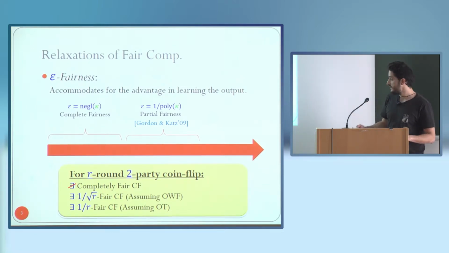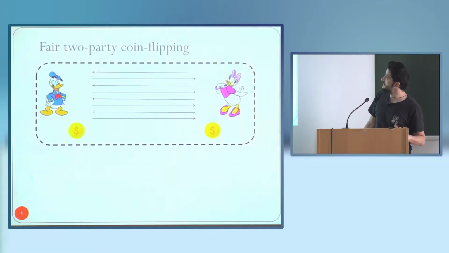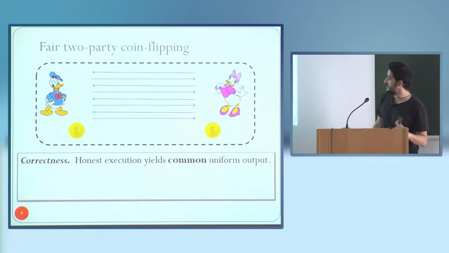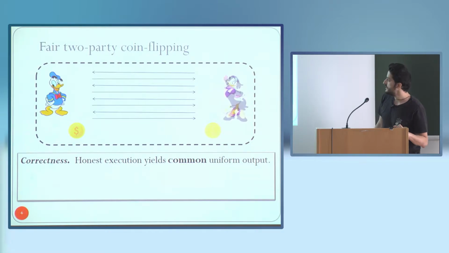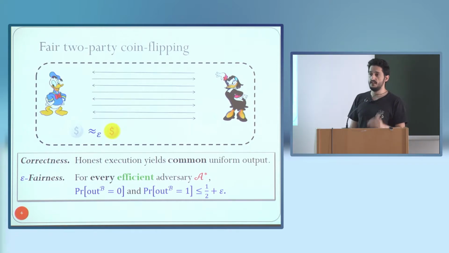advantage. Okay, so let me define coin flip, because it's the central thing, the topic of the talk. A coin flip is a two-party protocol that satisfies the following requirements. On one hand, we have correctness. An honest execution always yields a common uniform output. And the security requirement states that no matter what the efficient adversary does, the honest party's output is epsilon close to the uniform distribution. Okay?